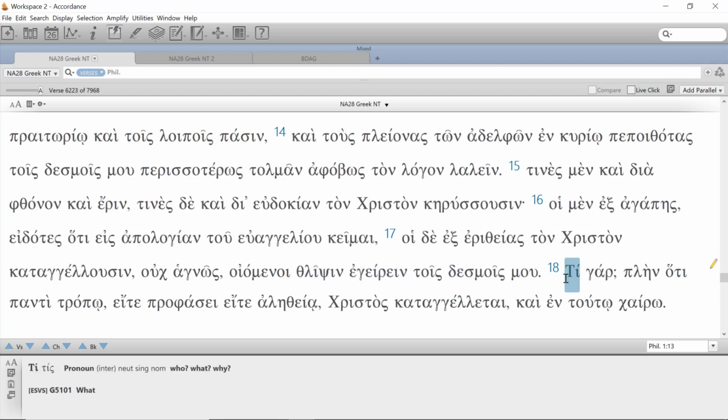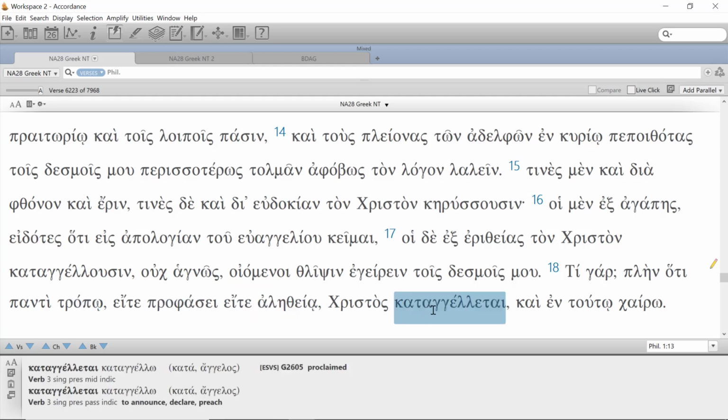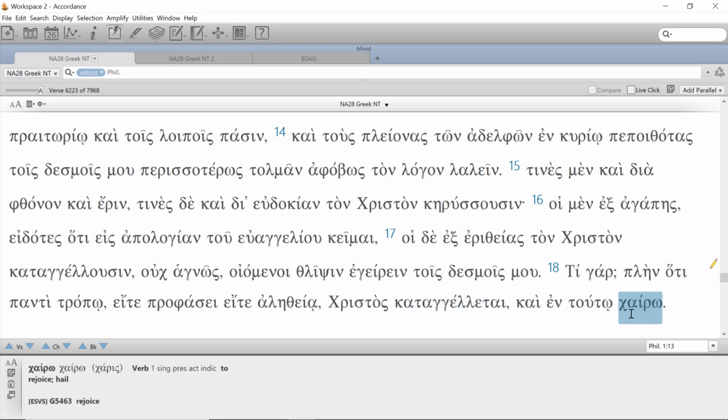But then he says in verse 18, what then? Plen might be translated nevertheless, or in any case, that in every way, whether as a pretext or whether in truth, Christ is preached, and in this I rejoice.